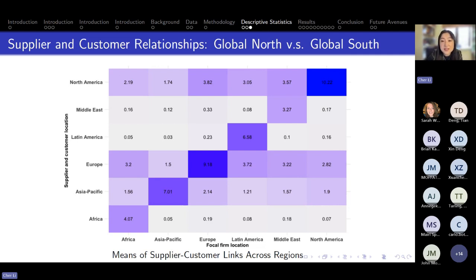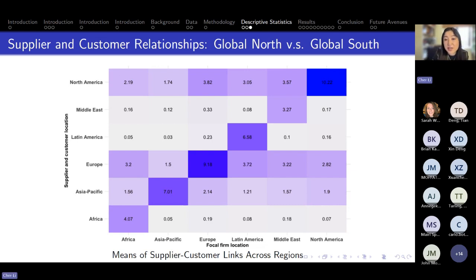Across the board, some of the key takeaways: obviously, it's a heat map, so the darker the color, the stronger the connections. Clearly there are much stronger linkages in the global north, and North America and Europe really dominate, with very high intra-region supplier-customer ties. Especially in the top right corner, you can see 10.22 is the average links within North America. Asia Pacific is well integrated compared with some other parts, but largely as a supplier to lead firms in the global north.